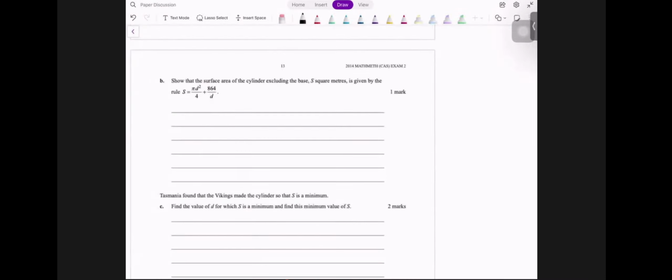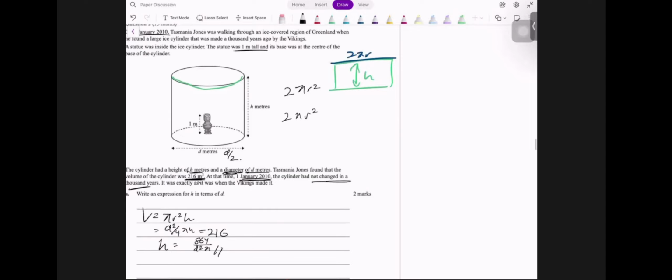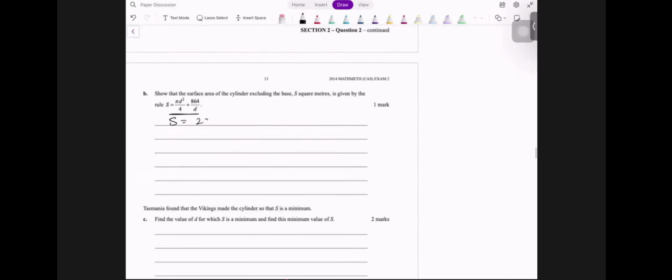2b, there's a short question, finding the surface area. For the surface area of a cylinder, you have this area here and this area here. We know the area of a circle is pi r squared, so it's 2 times that. If you unwrap this portion, it becomes a rectangle. This height is h, but this distance here is 2 pi r. So your formula is 2 pi r squared plus 2 pi r h, which I'll simplify to 2 pi r times r plus h.